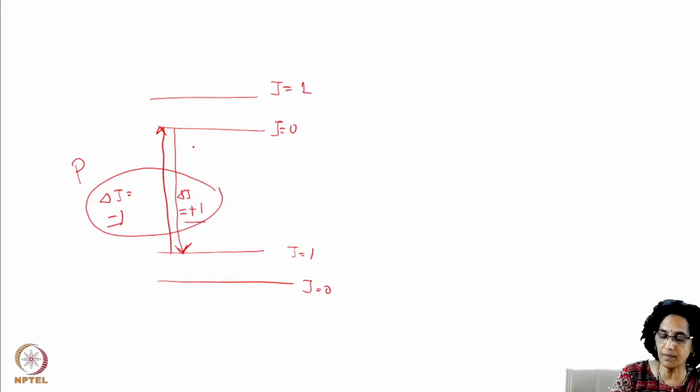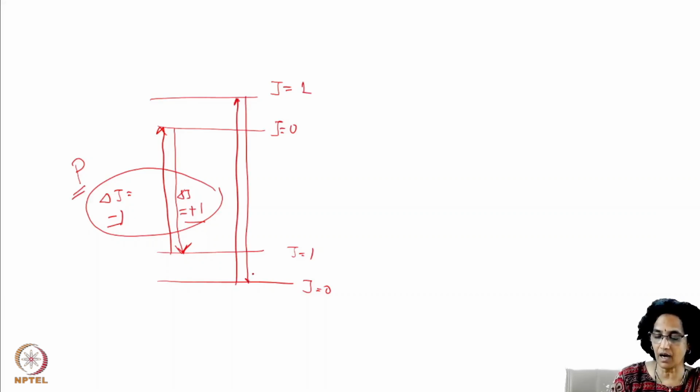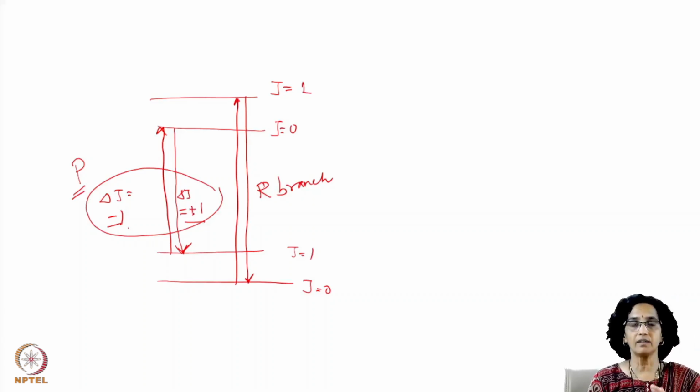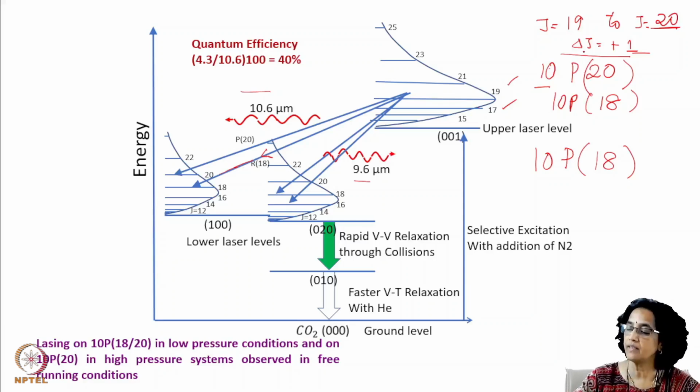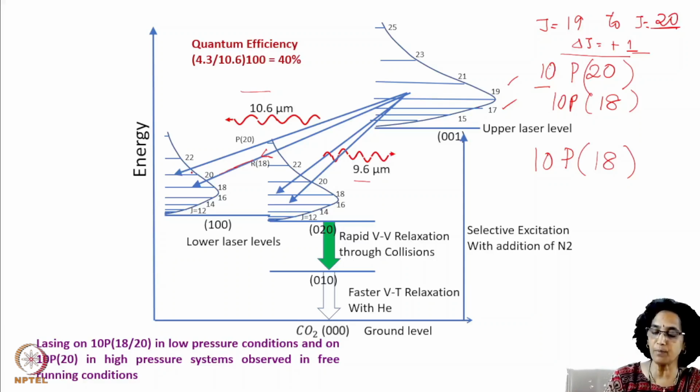It corresponds to the same transition, same energy, and this is the P branch, while the reverse, this is the R branch. This is the R branch, right? So you just have to say that the delta J for absorption and emission is opposite. So in case of emission, delta J is plus 1. So this is your 10P branch.